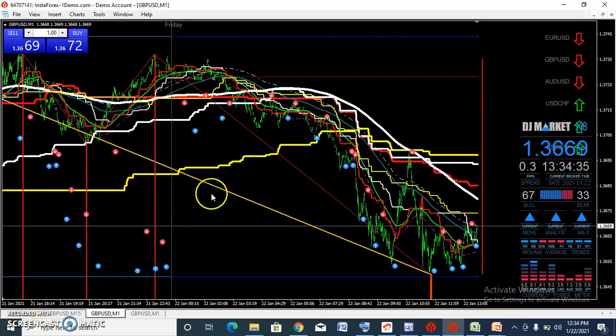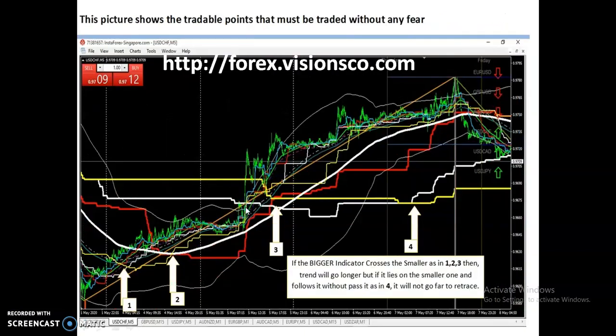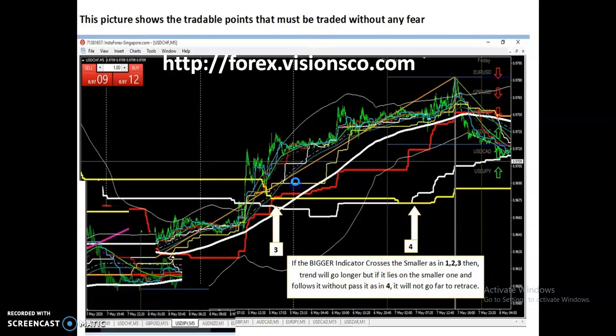Then let us see some other previous capsules. Okay, look at it. This is a trading point, trading point, trading point, trading point. These are the explanations.